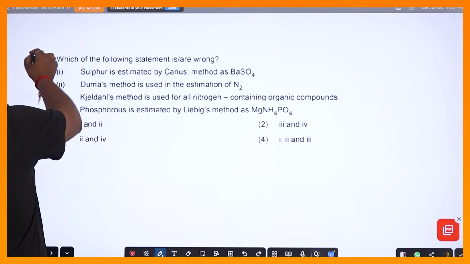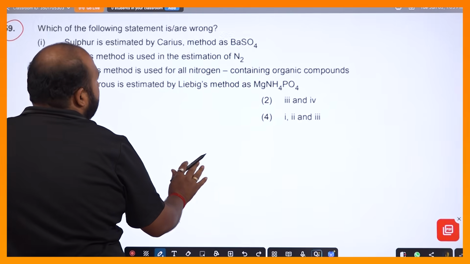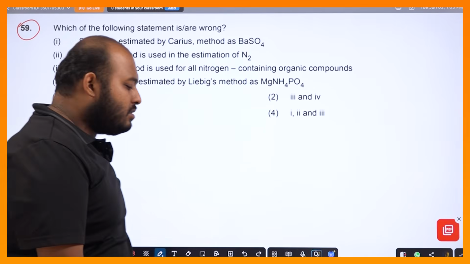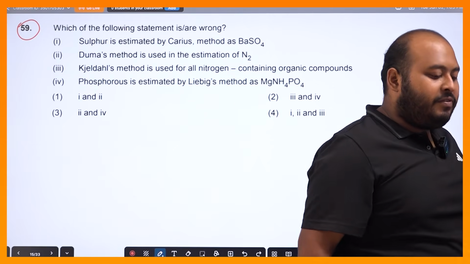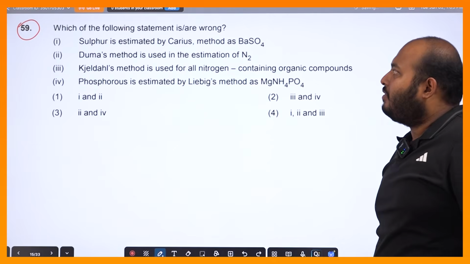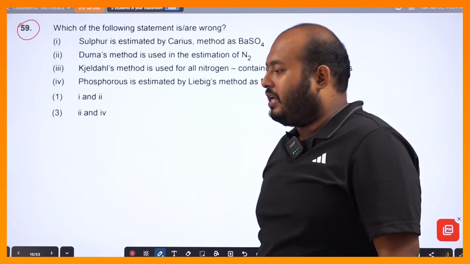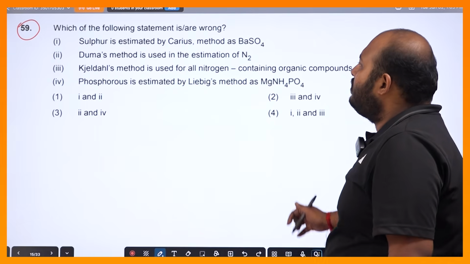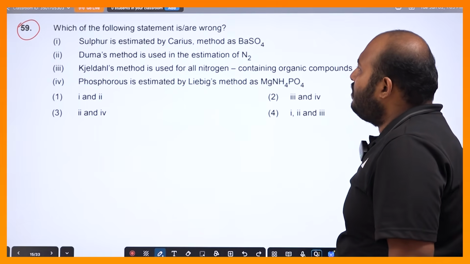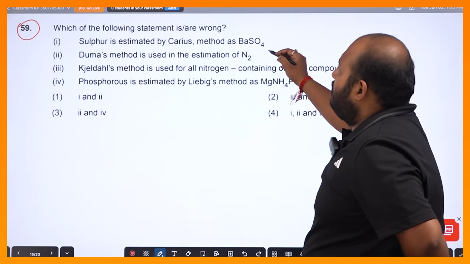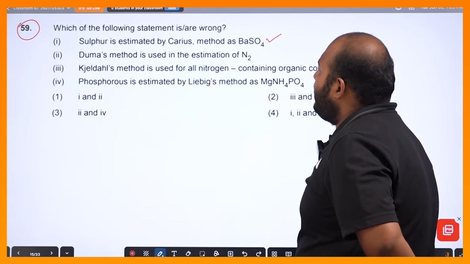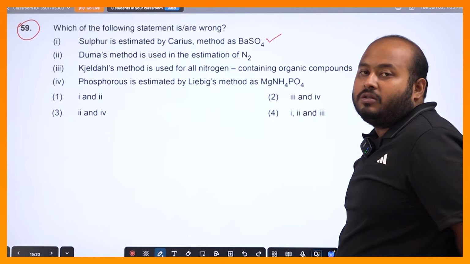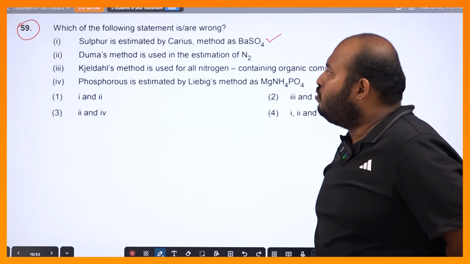So the next question is a very common question, and these kinds of questions are frequently asked nowadays in whatever exams you give, either JEE Mains or NEET. This is a very important part. Which of the following statements are wrong? Sulfur is estimated by Carius method as barium sulfate. Yes, it is a correct statement. And the next statement is Dumas method.